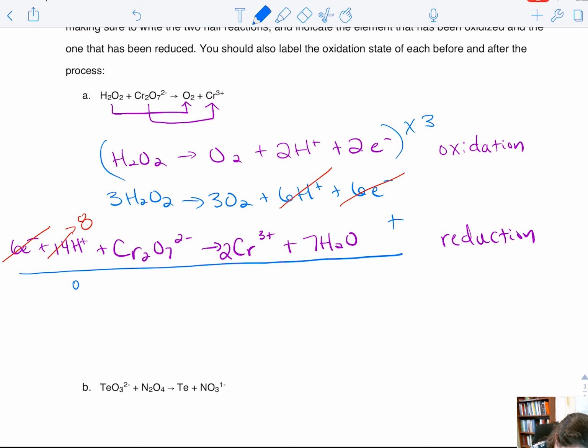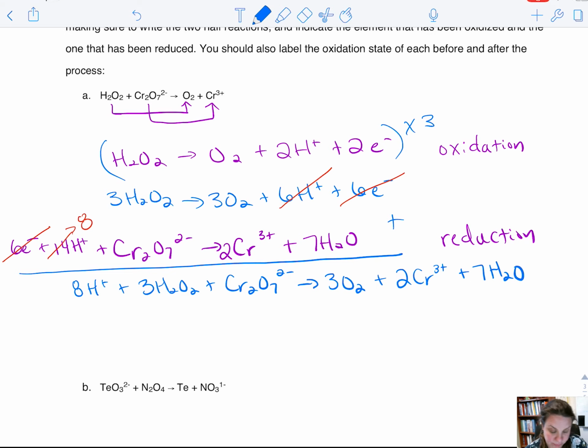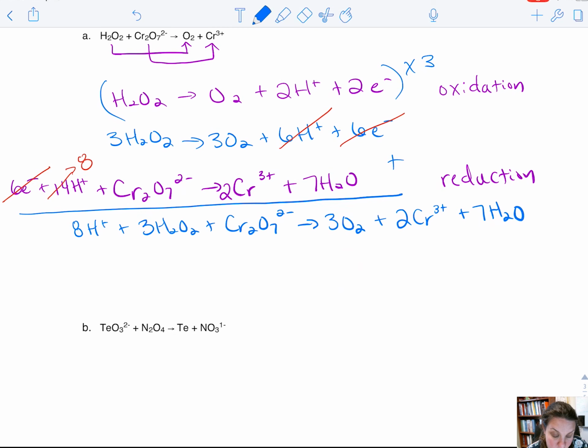So we have 8 H+, 3 H2O2, plus Cr2O7 2-, goes to 3 O2 plus 2 Cr3+, 7 H2O. So that's our balanced equation.